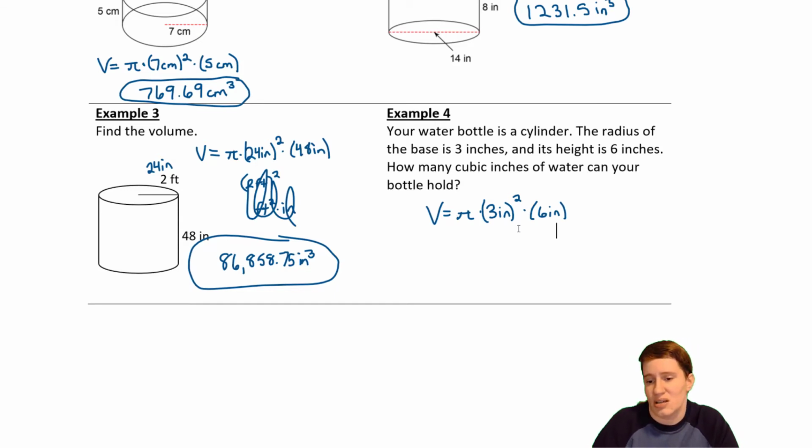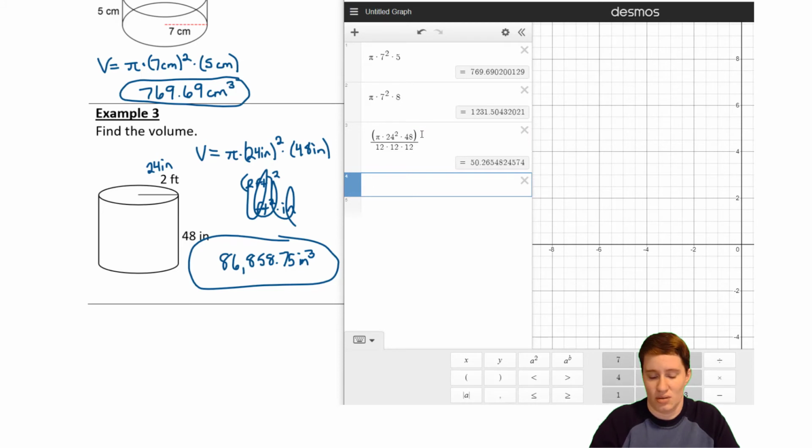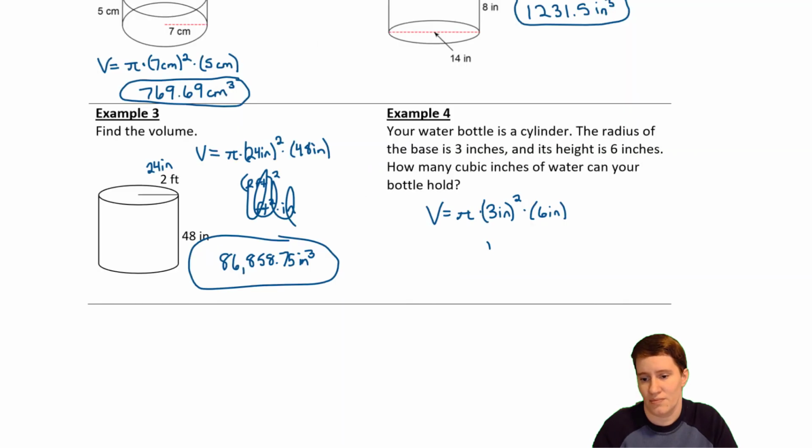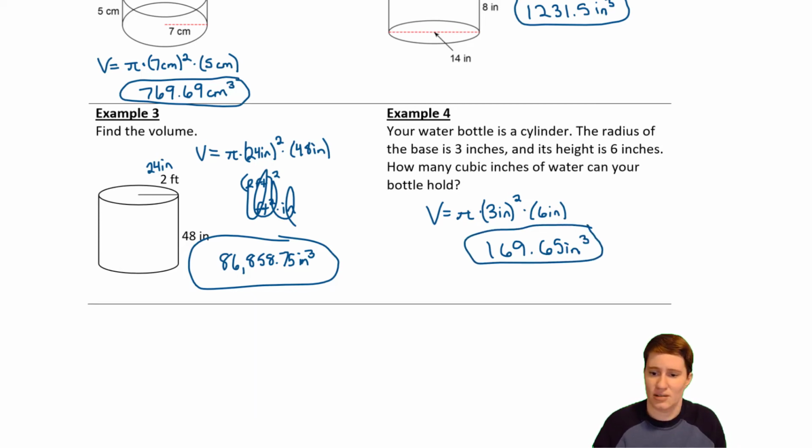So this would be, if we were doing it by hand, 9 times 6 is 54, and then we do 54 times pi. So let's do that. Pi times 54. 169.65 inches cubed. And there we have it. This is finding the volume of a cylinder.